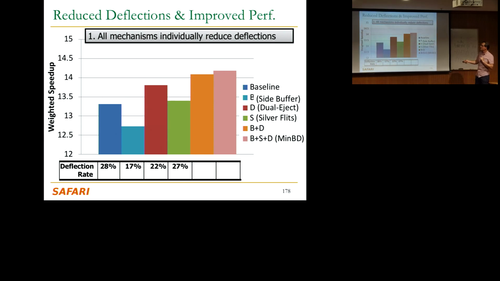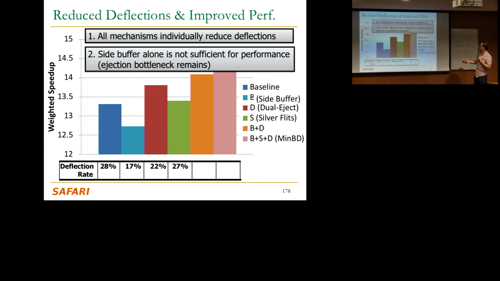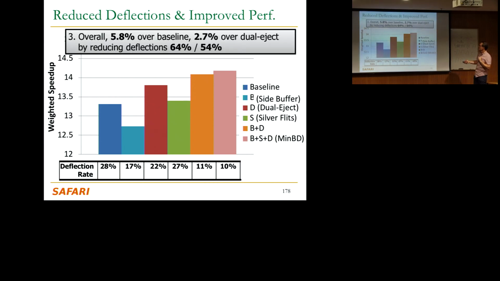Your deflection rate reduces over here. And then here, as you can see, the deflection rate reduces individually. But then side buffer alone is not sufficient for performance because you have the ejection bottleneck actually. So you need to actually combine all of the techniques. So as you can see, this is the overall. Overall, you get 5.8% over the baseline, 2.7% over dual ejection, and you reduce the deflection significantly.